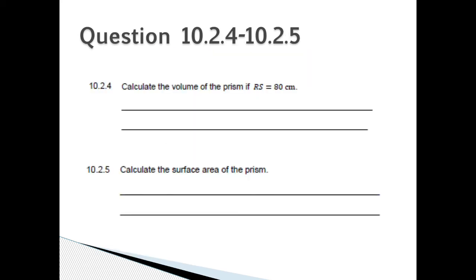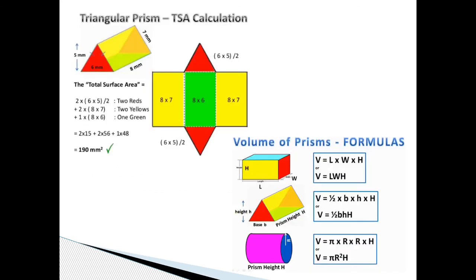10.2.4. Calculate the volume of the prism if RS is equal to 80 centimeters. And 10.2.5. Calculate the surface area of the prism. If you're looking for the total surface area of a triangular prism, you need to open it up and see that it is made up of 3 rectangles and 2 triangles. Two of the rectangles are the same and the one might be different.